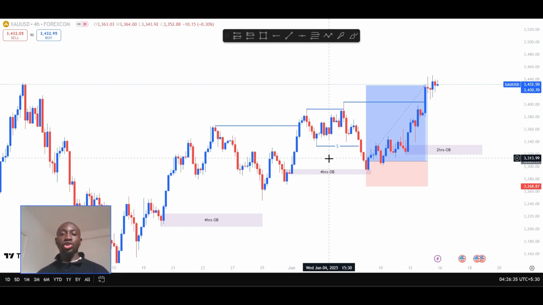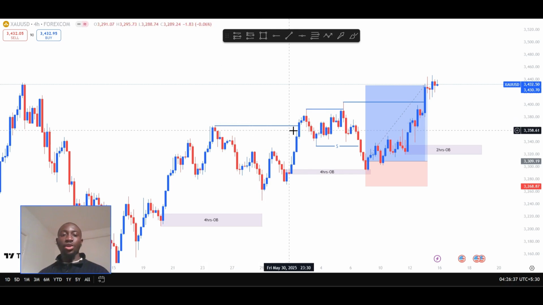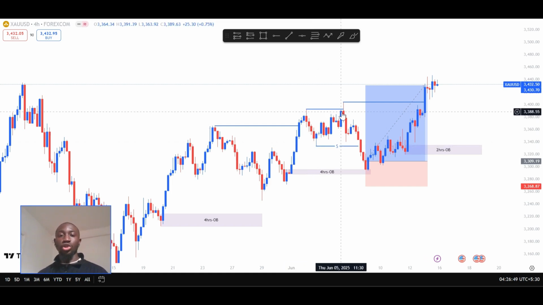So now as you look at this structure, after this break of structure, I need to expect a pullback down to this 4 hours order block. Now see what happened. When price was coming down, price left a liquidity zone here. I will call this a liquidity. Do you know why I will call this a liquidity? Because this is a low. There was a little break of structure from here. Look at it. Price broke through this high. So here is more like a liquidity zone, but somehow we can still call it inducement.